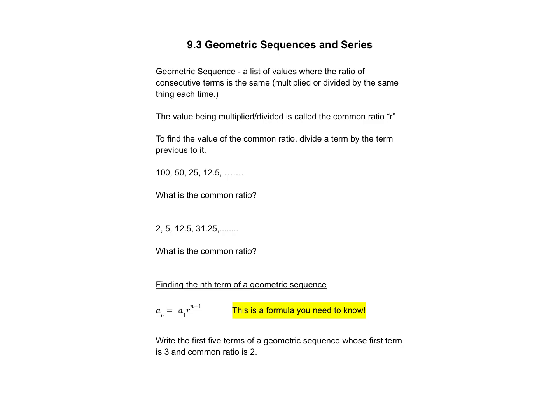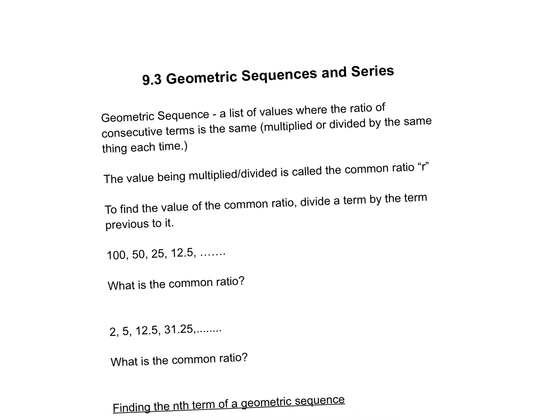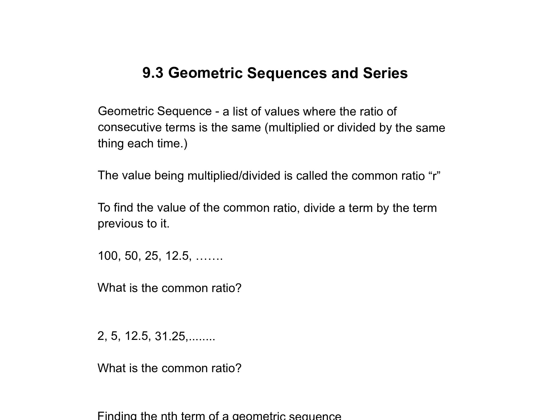Okay, next up is 9.3, which is geometric sequences and series. And if you remember from 9.2, arithmetic sequences and series, that meant that we added or subtracted the same amount from one term to the next. Geometric means that you are either going to be multiplying or dividing by the same thing each time. So the value being multiplied or divided is the common ratio r.